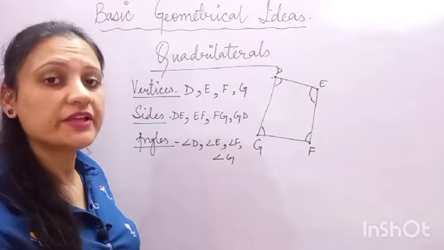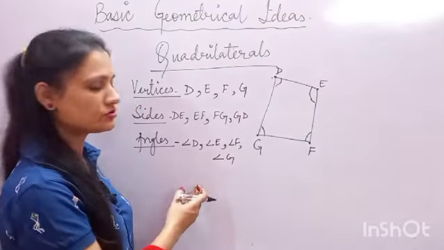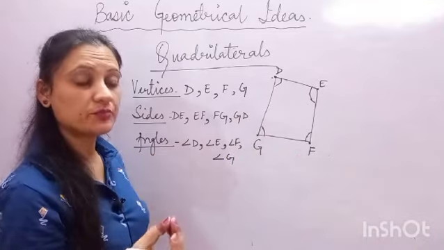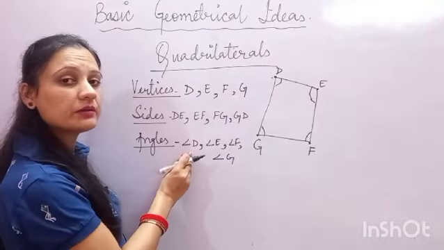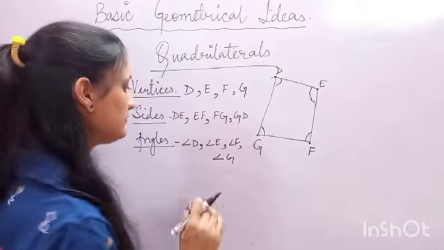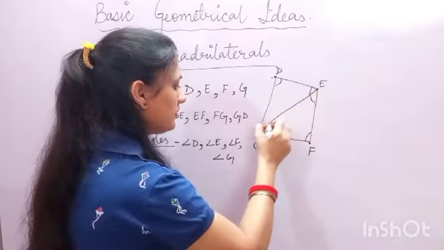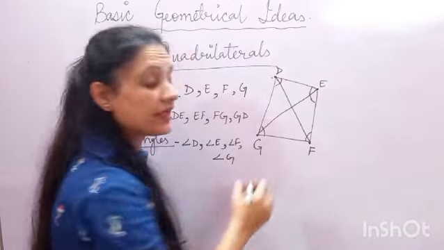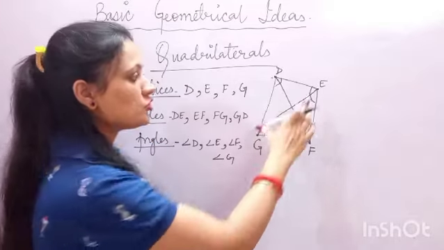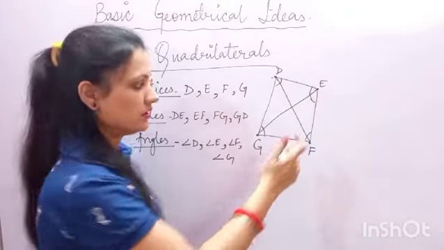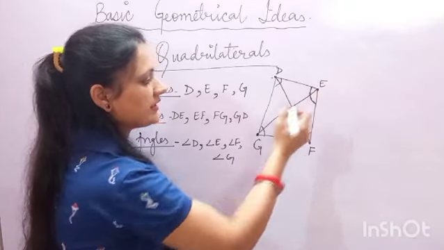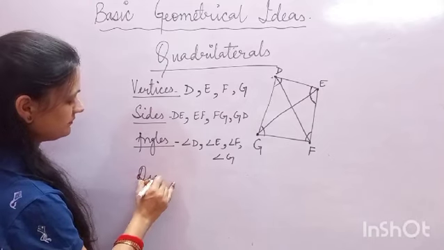And as I explained to you with the triangles, you can name it in other ways also. Like angle D can be written as EDG or GDE. The important thing is whatever angle you are talking about, that vertex should be in the center. Clear? Next is one more thing. These are called diagonals. What are diagonals? A diagonal is a line segment joining opposite vertices. This opposite to this. So we have joined them with a line and this line is called the diagonal.